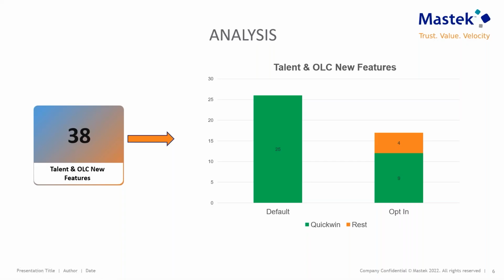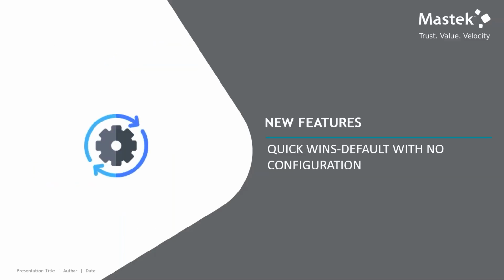So overall, there are 38 features that we are going to discuss today. Some of them are default, that is, these are the ones which you can use as is. There is no or very minimal configuration needed. And the other ones are the opt-ins, wherein you might have to do certain configurations and also regression testing. So let's start with the quick wins, or features which are default and do not require any configuration.